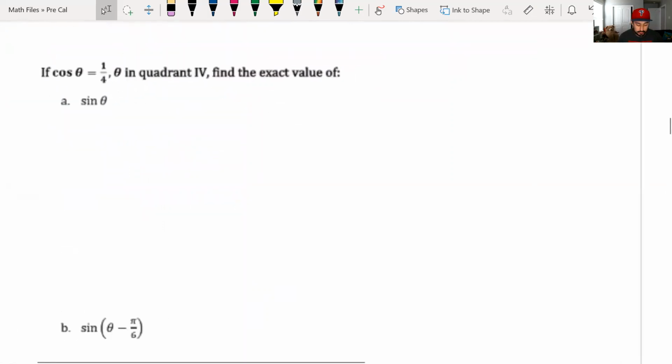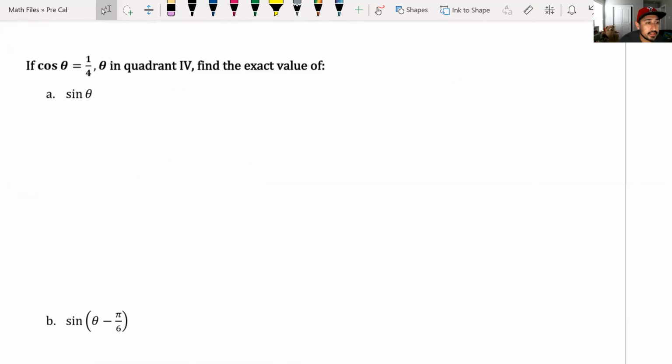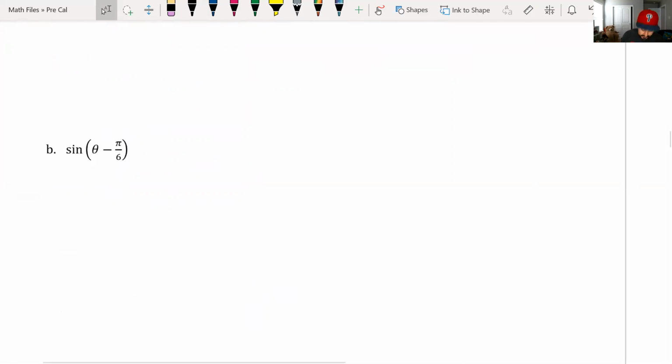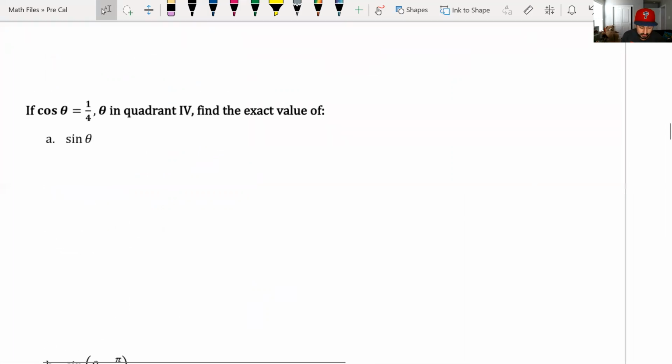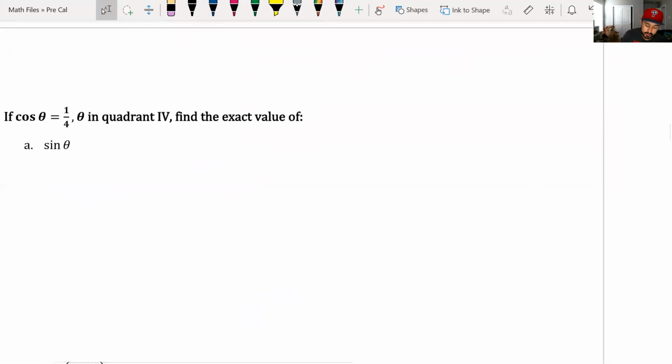Another example: if cosine theta equals 1/4 and theta is in quadrant 4, find the exact value of sine of theta minus pi over 6, and cosine of theta plus pi over 3. Okay, so the first thing we want to do is use the given information to draw my right triangle.